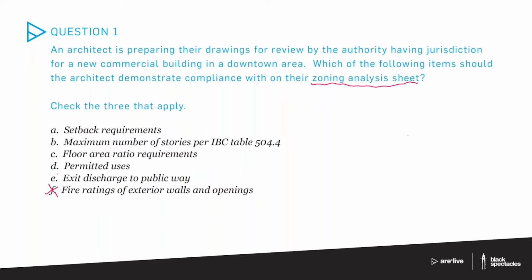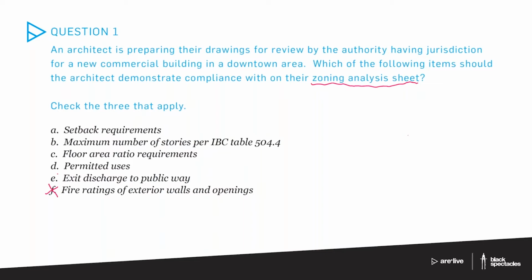Moving on to choice E, exit discharge to the public way. This is another tricky choice. On a site plan on your zoning sheet, you certainly might show the exit discharge to the public way. Think about a building that's set back from the front property line or any property line really, where you have walkways from the building exits to the sidewalk. You'd probably show those walkways on a site plan, on the zoning sheet.